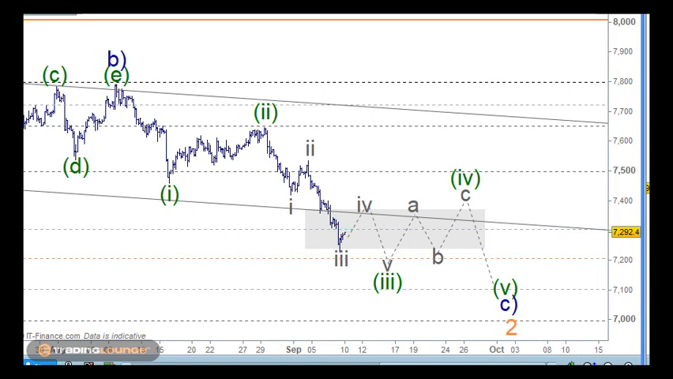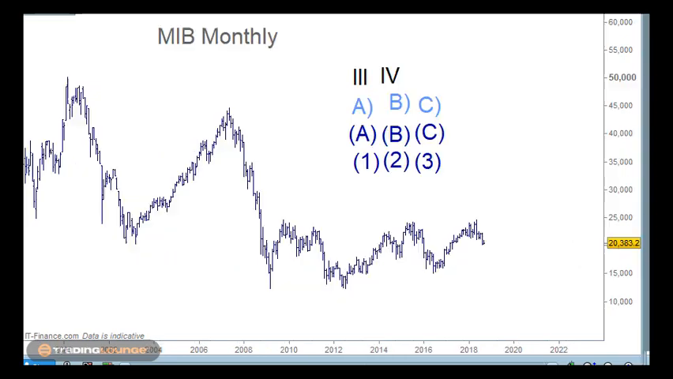And also the MIB, so the Italian MIB. This is the monthly chart here. With the other markets that we've just looked at, we're calling this wave 3 up there and wave 4 down here. So the five waves that we've got, in fact this one makes a new low here, so it would be logical to put this here.